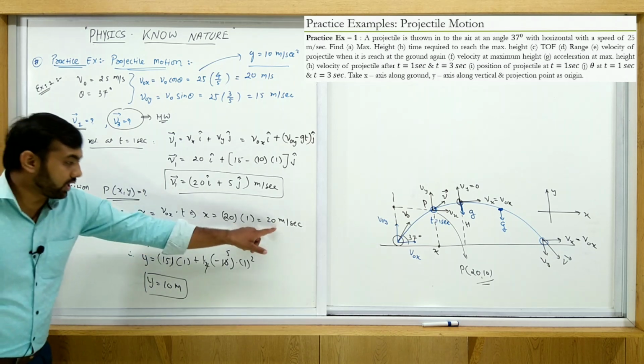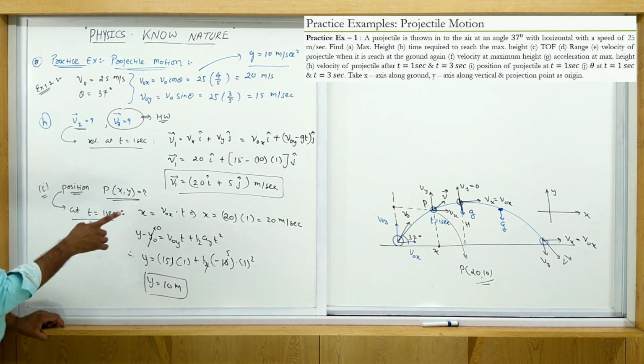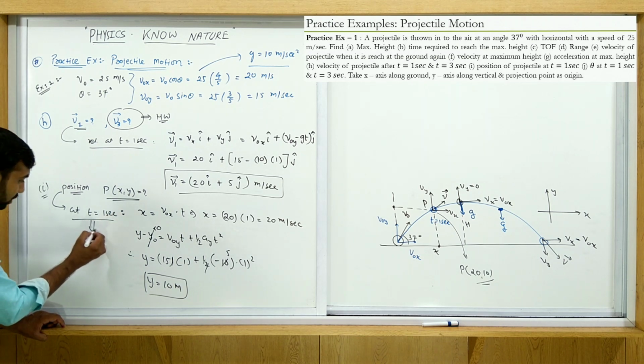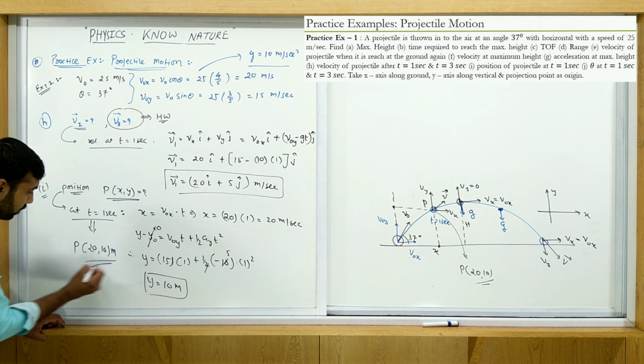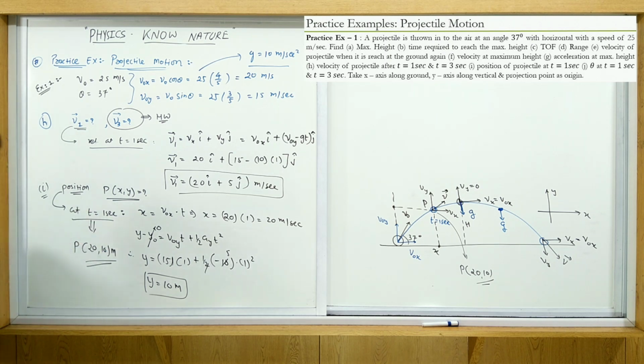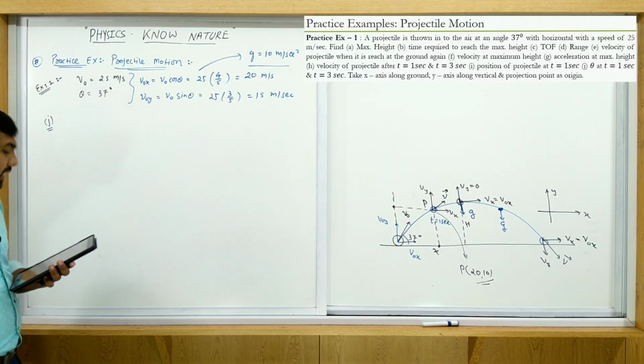Okay, x coordinate 20 and y coordinate 10. So it is given as 20, 10. So the position of this particle at t equals 1 second is given as P (20, 10) meters. Okay, all of you guys note this. Okay, next one, theta at t equals 1 second and 3 seconds.